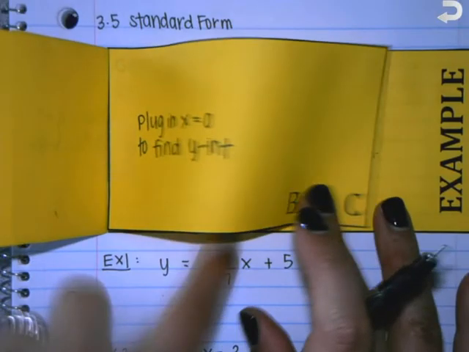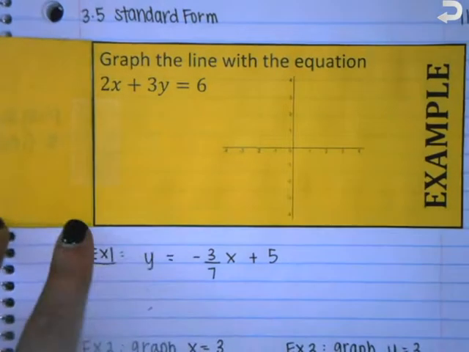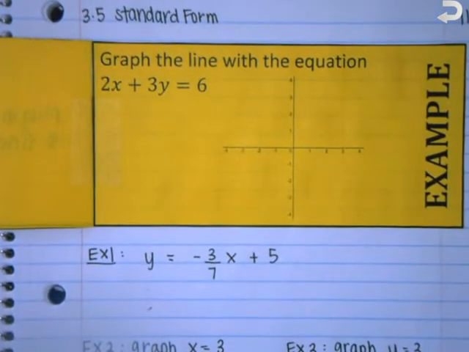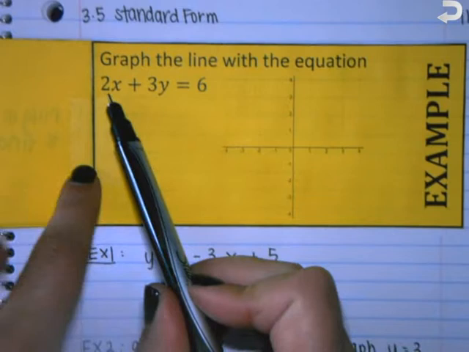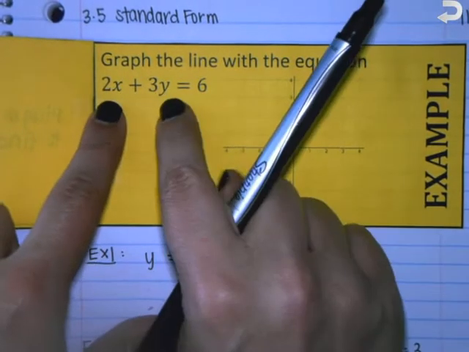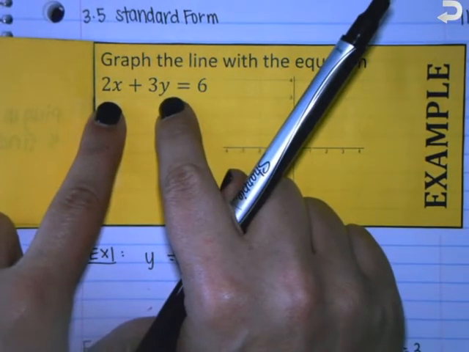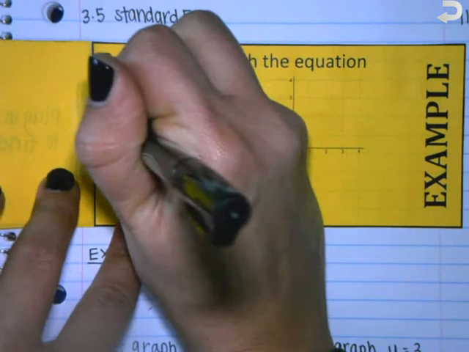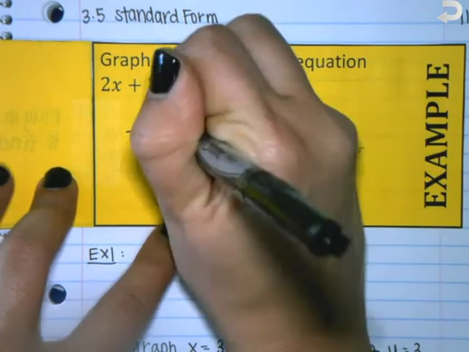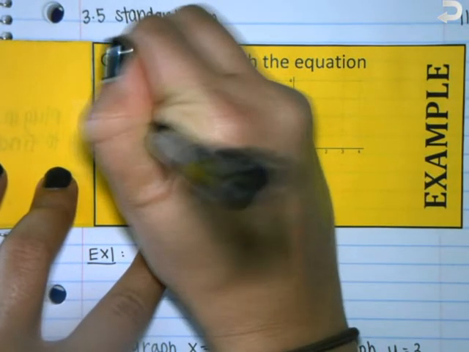Okay, so let's do the example that's part of this. I'm going to give you the equation 2x plus 3y equals 6, and I want you to graph it. So to show your work on this, I know I'm in standard form because x and y are on the exact same side of the equal sign, right? Okay, so I'm going to start by making my t-chart, x-intercept, y-intercept.